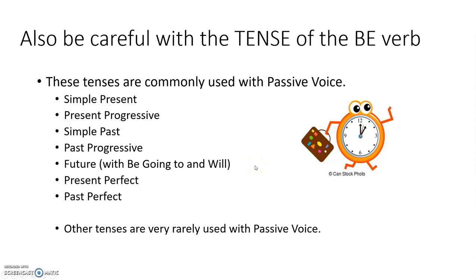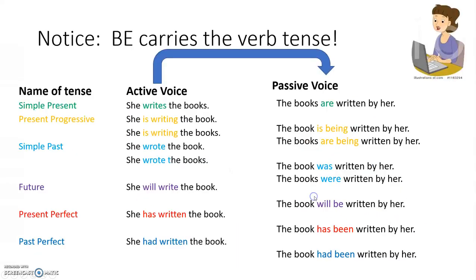Okay, you're going to have to be careful with the verb tense of the be verb. That changes. And these are the verb tenses that are most commonly used with passive voice. You might sometimes see other tenses used, but it's pretty rare. So I think you should focus your attention on these. And this last slide shows you examples of several tenses with active voice, then transform to passive voice.